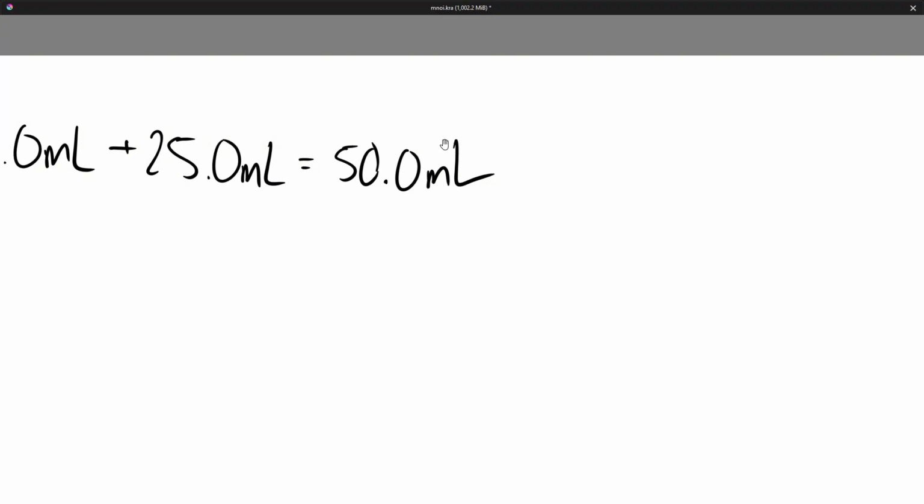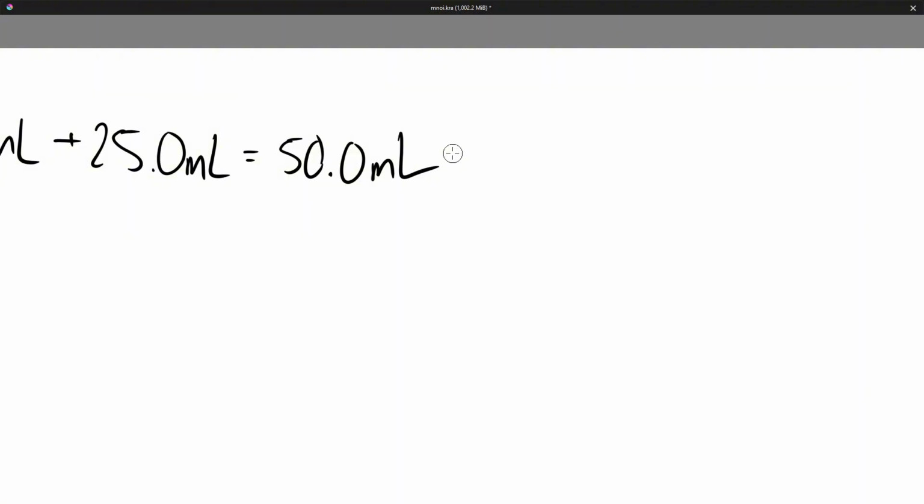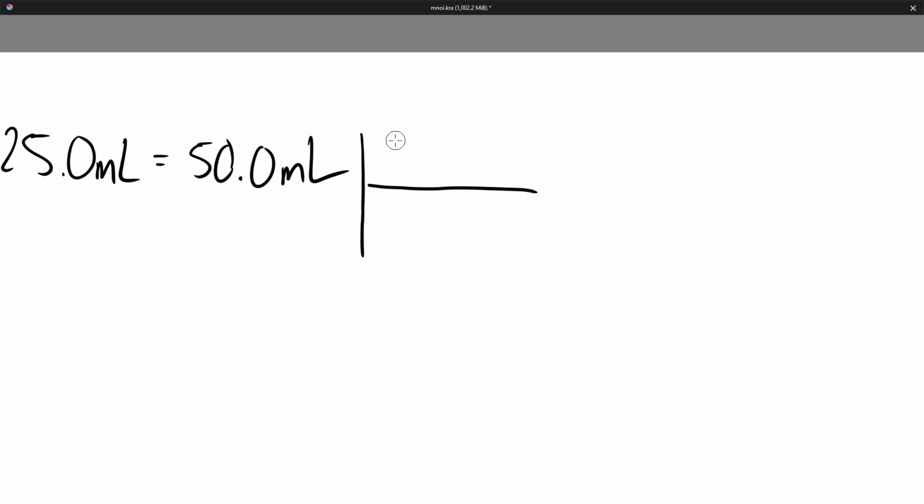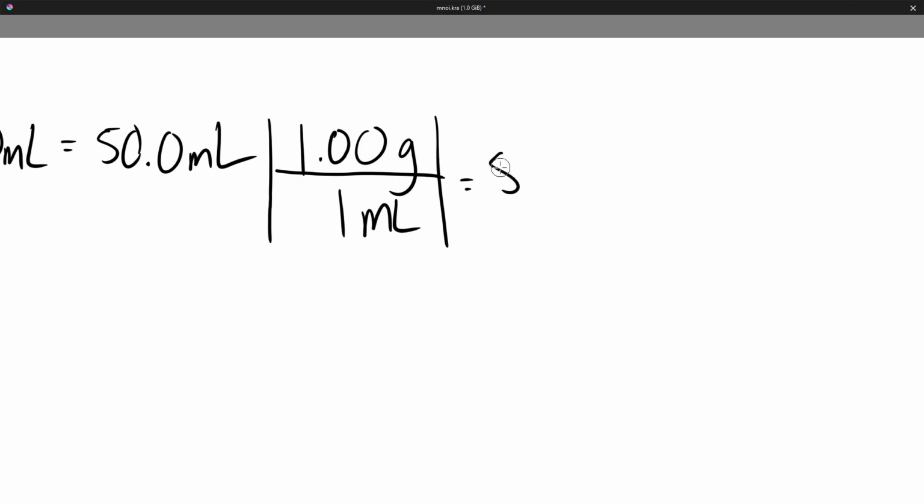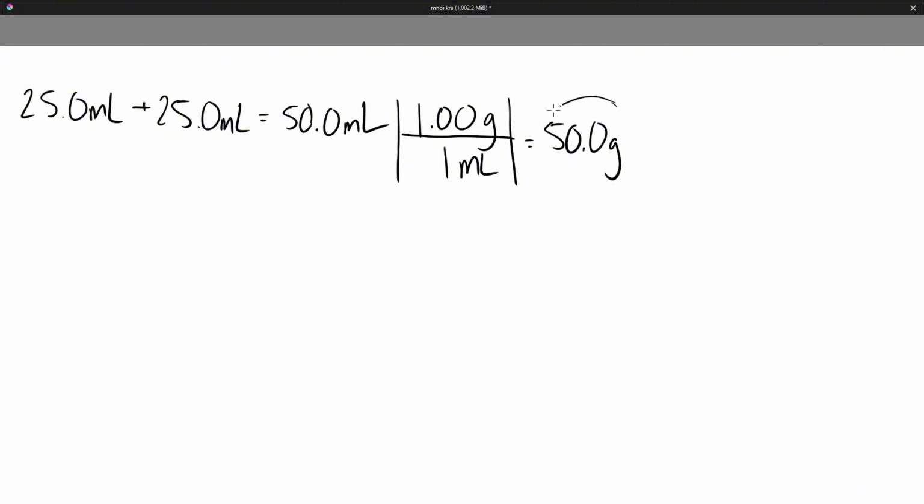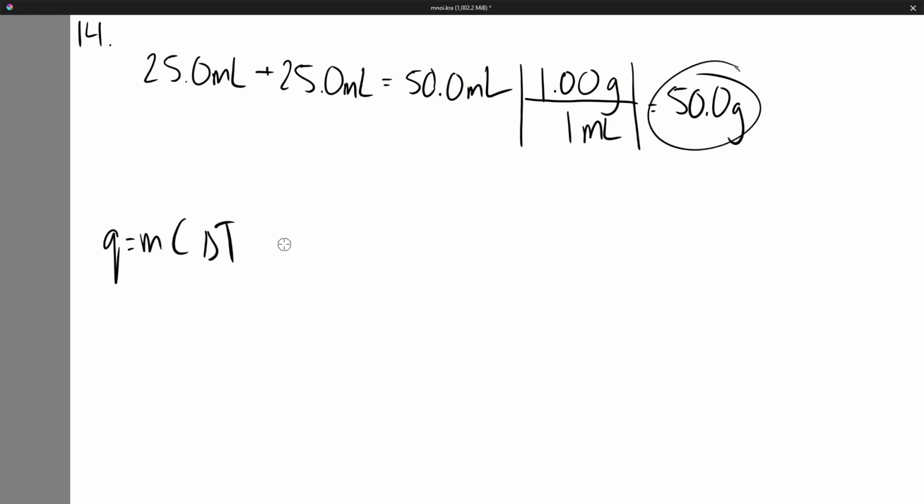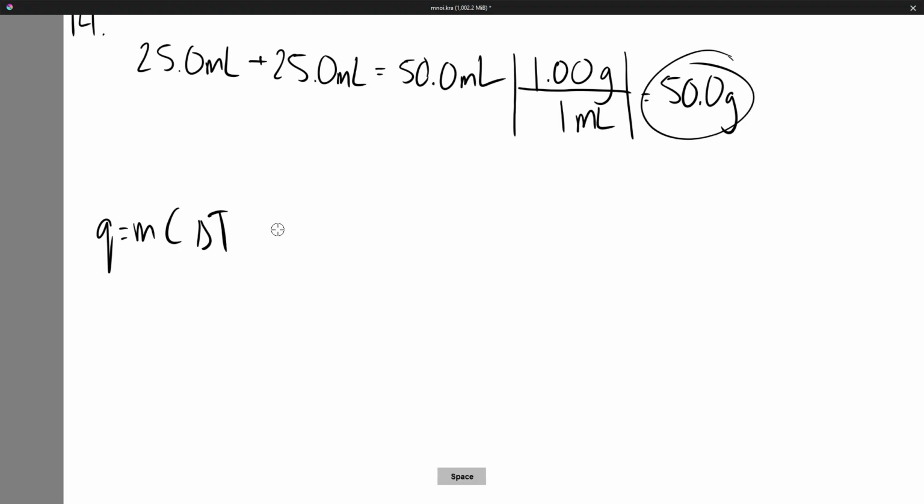Okay, so we assume that the solution has the same density as water. So we convert this into the number of grams of water. So the density of water is just 1.00 grams per 1 milliliter. So that just gives us 50.0 grams of water. Okay. So we use this in tandem with the Q equals mc delta T equation to solve for the heat, like absorbed basically. Well, maybe not absorbed, but just heat in general.